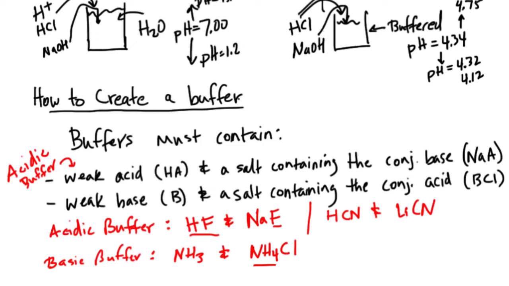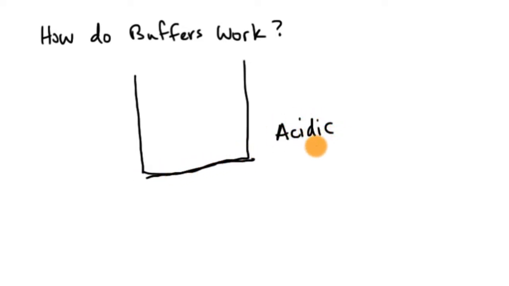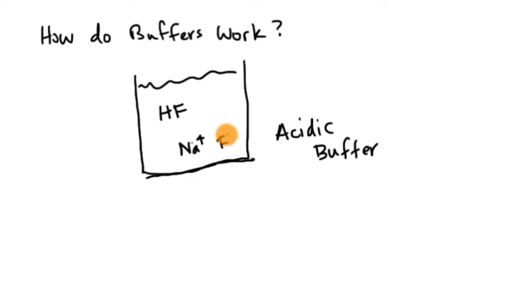Okay, all right, so let's take a look at how buffers work. Let's say we have our buffer solution. We have the buffered solution, and what I'm going to do is start with an acidic buffer. The buffer system that I'm going to work with will be HF and sodium fluoride. I'm going to show you some examples on how to do the calculations with this later. For right now, we're just looking at how they work, without really getting into the calculations.